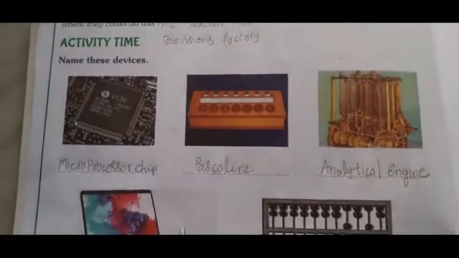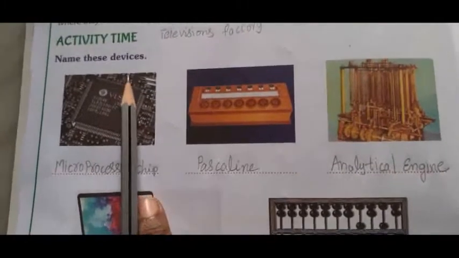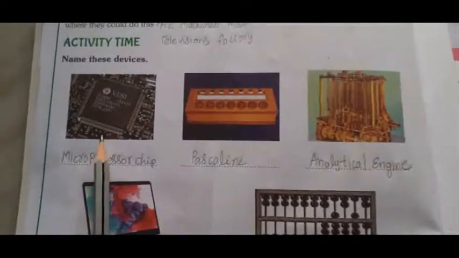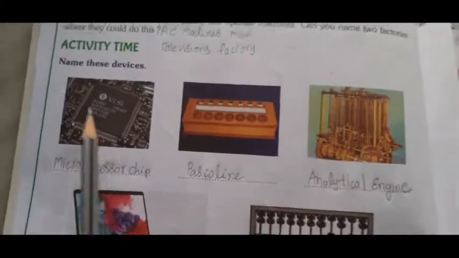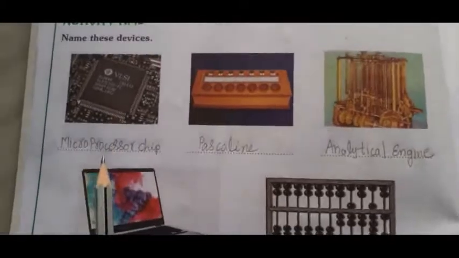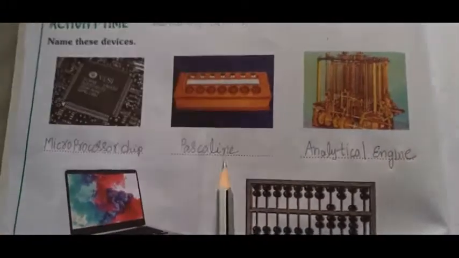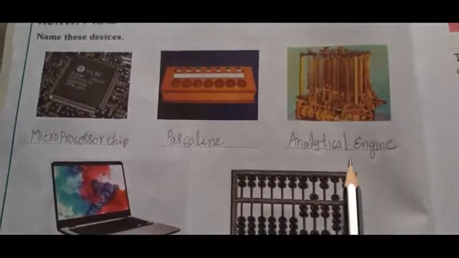Okay. Next, see activity time. What is given here? Some pictures are given, no? So we should recognize these pictures and write the names. Okay. Name these devices. The first one is microprocessor chip. Next, this one Pascaline. This one is analytical engine. This one is laptop. This one is abacus.